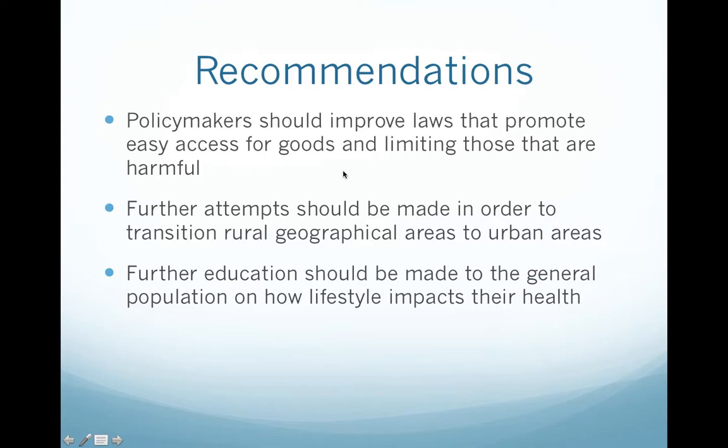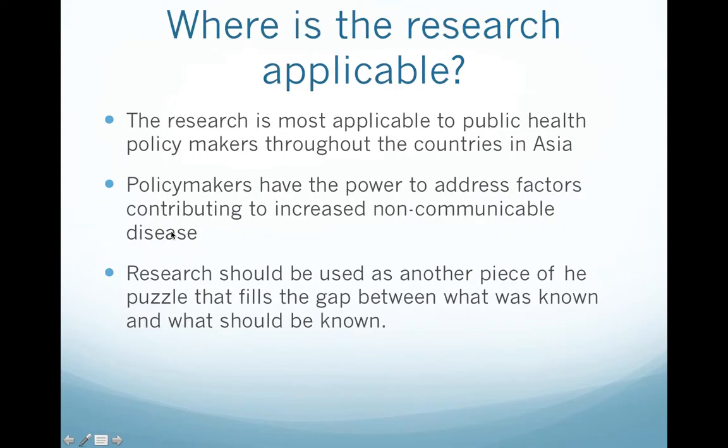Recommendations are: policymakers should improve laws that promote easy access for goods and limit those that are harmful. Further attempts should be made in order to transition rural geographical areas to urban areas. Further education should be provided to the general population on how lifestyle impacts their health.